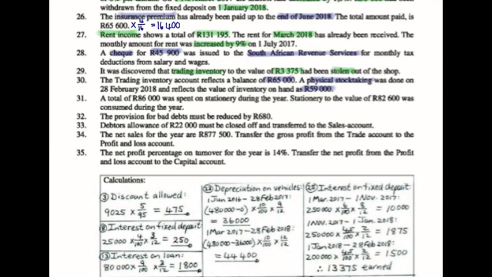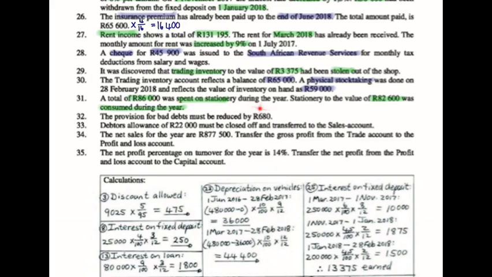Number 31. The total of 86,000 was spent on stationery during the year, but stationery to the value of 82,600 was consumed during the year. So this is important. The amount that I'm consuming, that is my expense for the year. So what was spent tells me then that I've overspent on expenses, which means that I've paid for something that I did not use in this year.